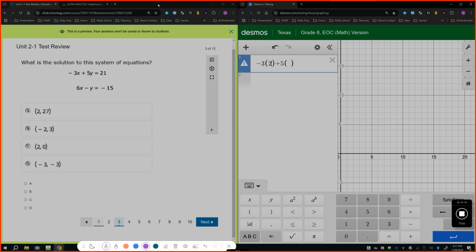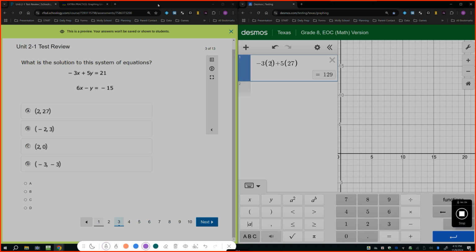So I put 2 for x and 27 for y, okay? So what I want is for my answer to be 21, okay? Is it 21? No, it's 129. So that's not the one I want. I know that that's not the one I'm looking for, so it can't be A. So now let's try the next one. The next ordered pair, so we know it's not A. Let's try the next ordered pair.